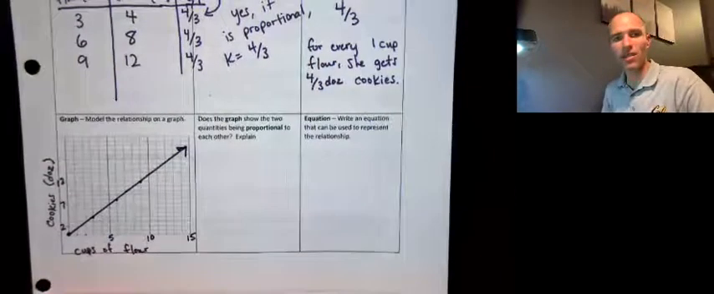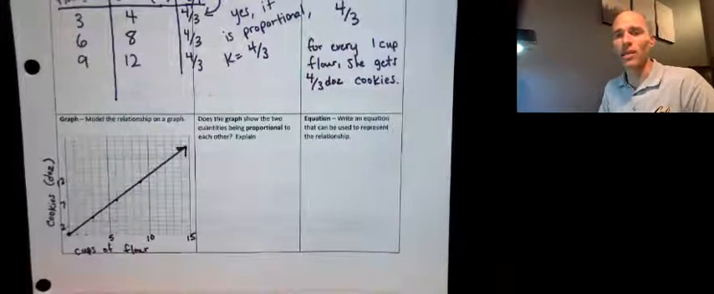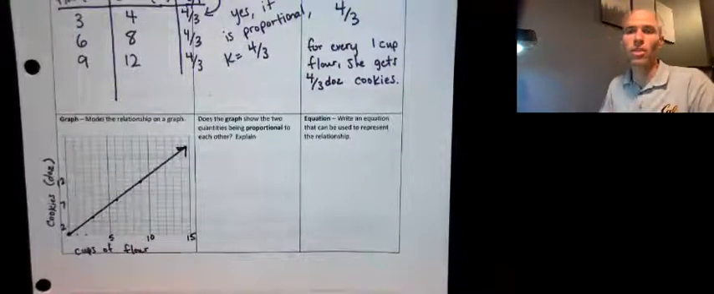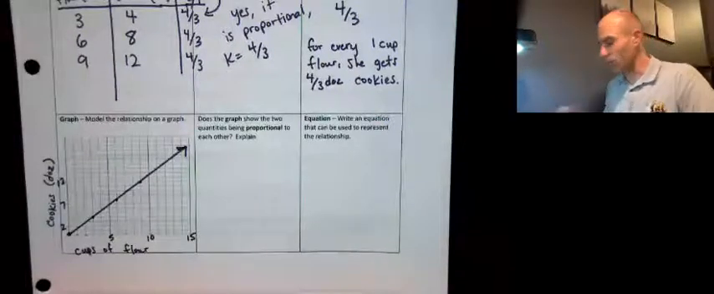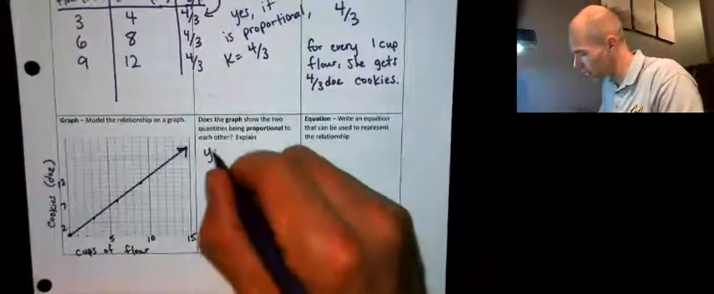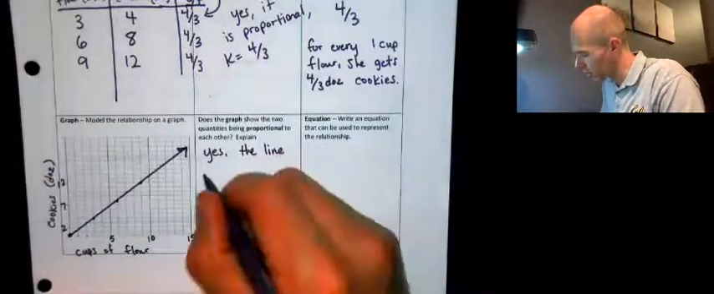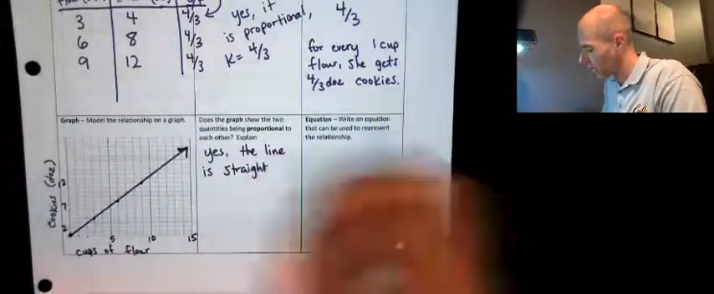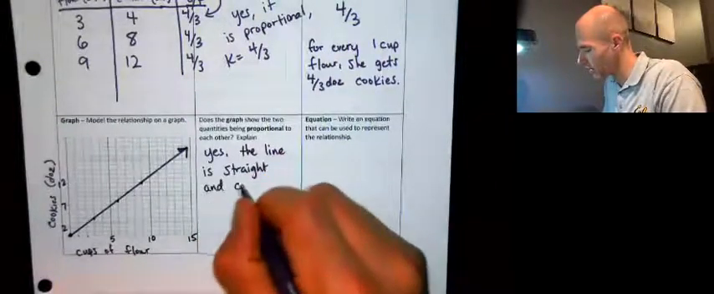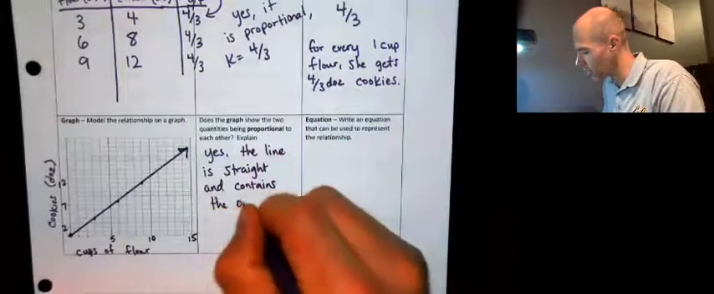The next question says, does the graph show the quantities being proportional to each other? Absolutely, because it has the 2 characteristics we look for, and that's the line is straight and it contains the origin. So yes, the line is straight and contains the origin.